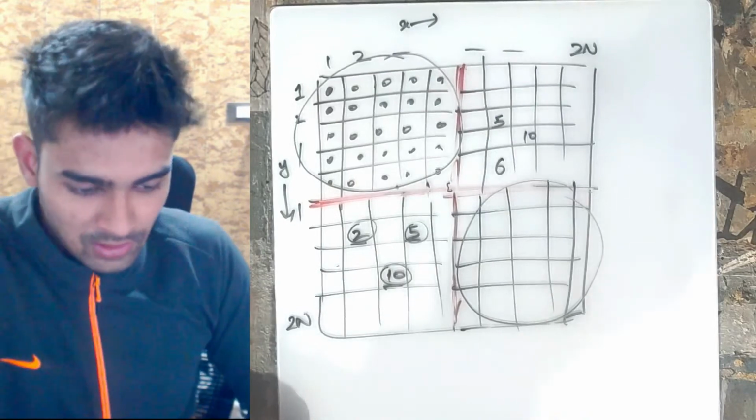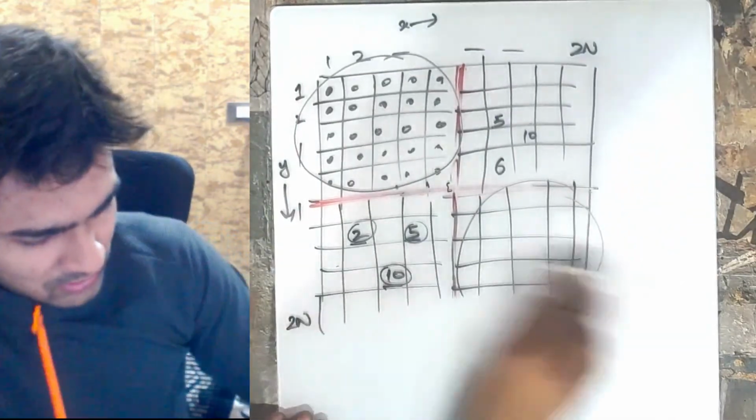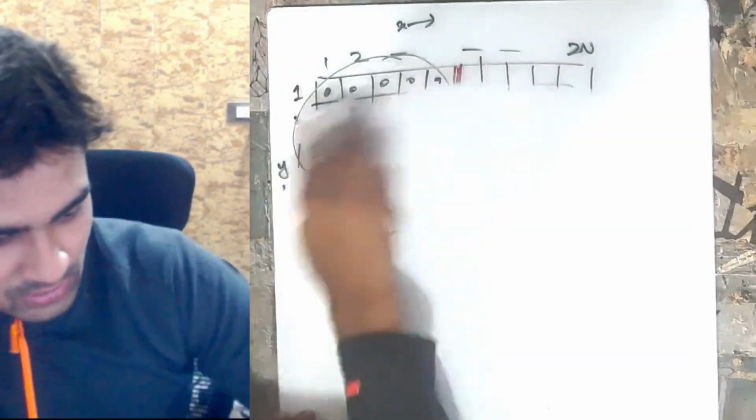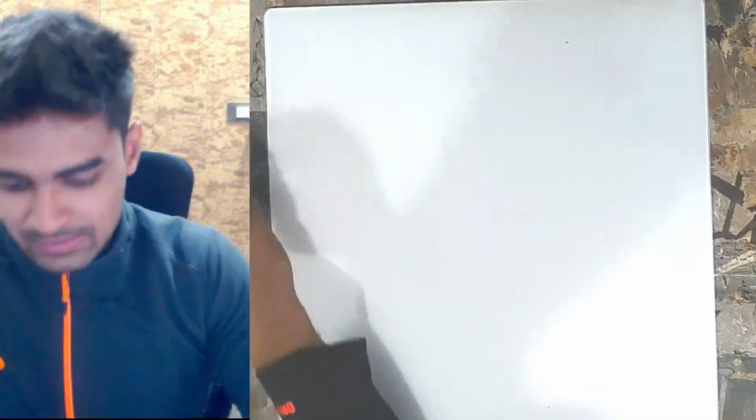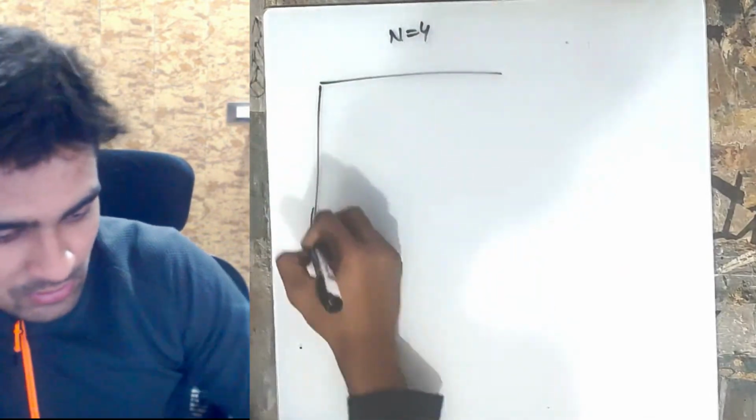Okay. Now, what I'm going to do is make a smaller grid, okay, to make you understand that one. Let's say n is 2. Let's say n is actually equal to 2. Okay.